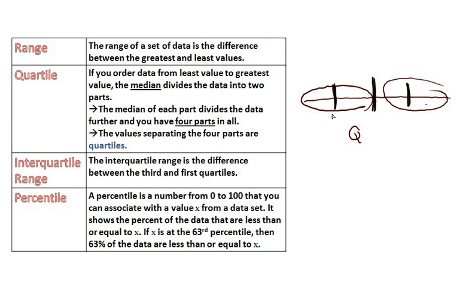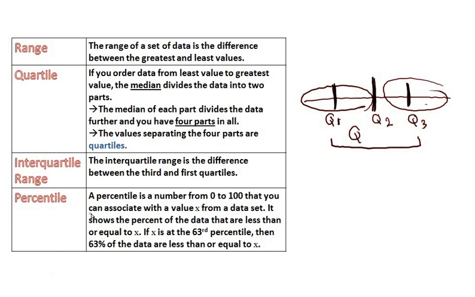This value here is called the first quartile. Here, this is the second quartile and this is the third quartile. The interquartile range is the difference between Q3 and Q1. Actually, the range and the interquartile range are two important values to compare between data sets.